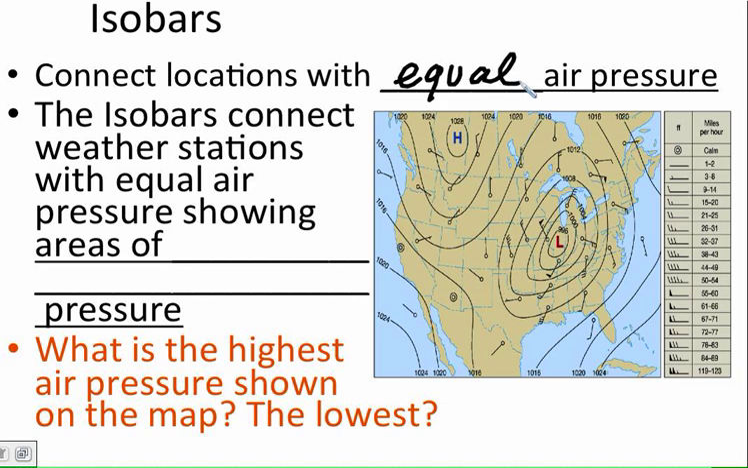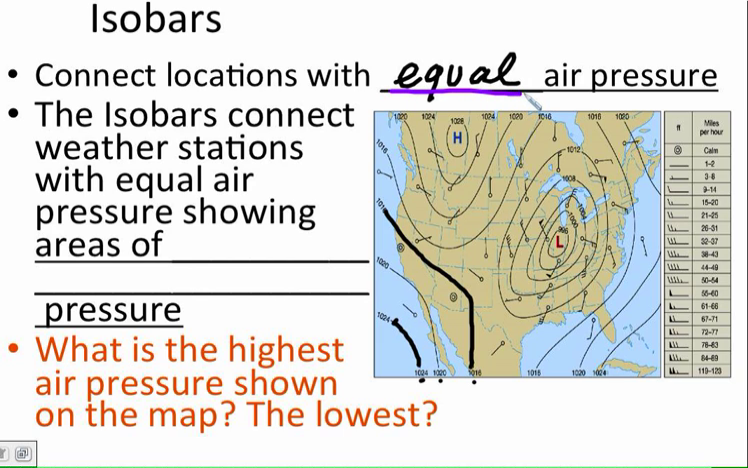So as we look at this map here, we see these numbers, 1024, 1020, 1016, and it's got a line attached to it. So anything along this 1016 line has an air pressure of 1016. Anything along this line has an air pressure of 1024. So it is matching up areas of equal air pressure.